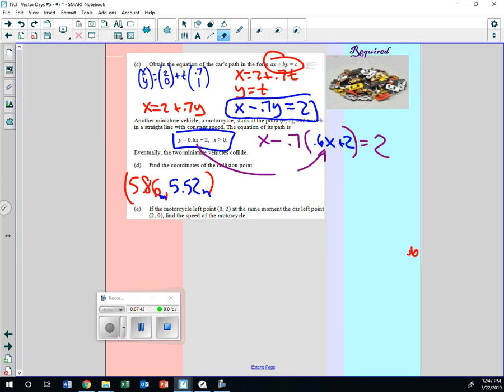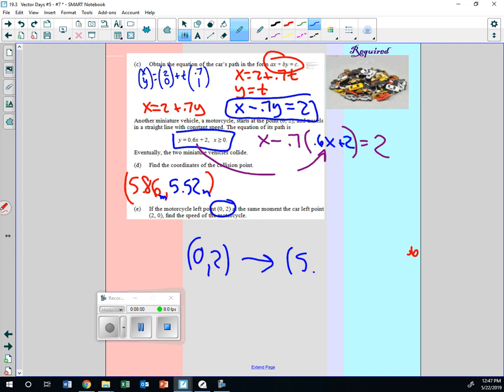If a motorcycle left (0, 2) at the same moment the car left (2, 0), find the speed of the motorcycle. Now it's traveling in a line, and it starts at (0, 2), and it ends up at (5.86, 5.52). So what would be really easy to do here? Super easy. Going from this point to this point, what could we find? Distance, right? They're both distances.